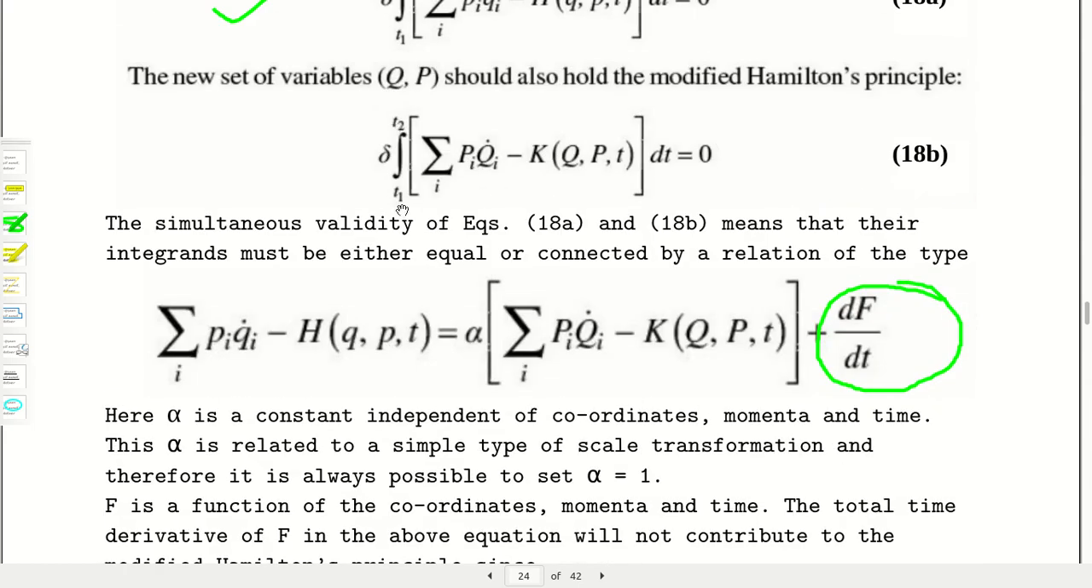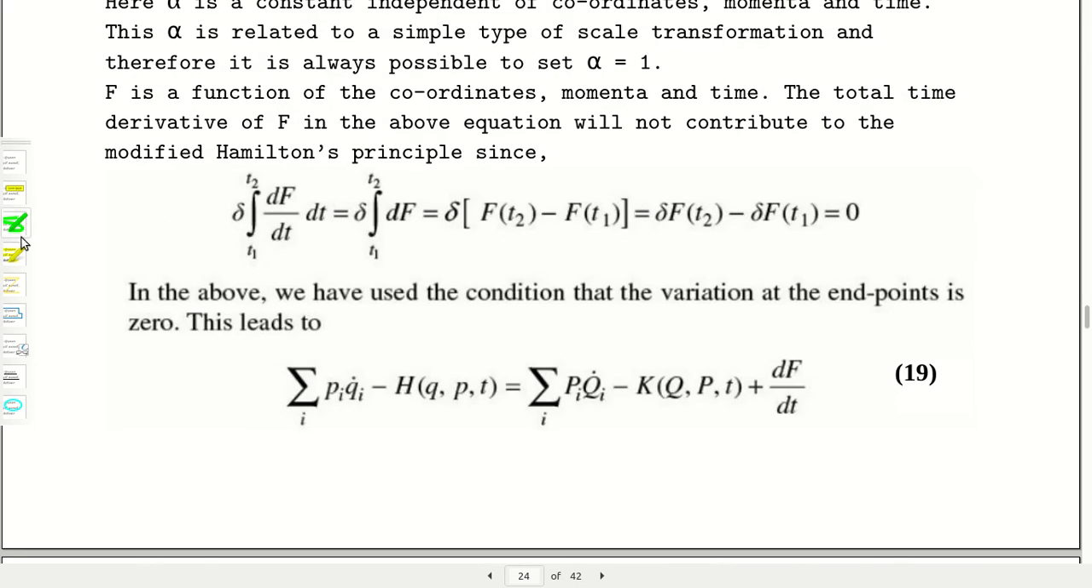Integration means, delta integration from t1 to t2 of dF/dt into dt is equal to what we get, we shall see here. In this integration, dt by dt will vanish, dF will be there, so the result will be function F at t2 minus function F at t1, and outside there is a variation parameter delta. Now delta will act on this F and this F, so delta F at t2 minus delta F at t1, which will be 0 because each term is 0.